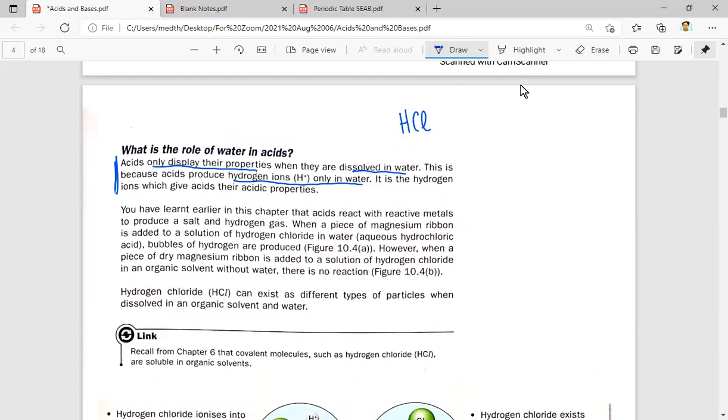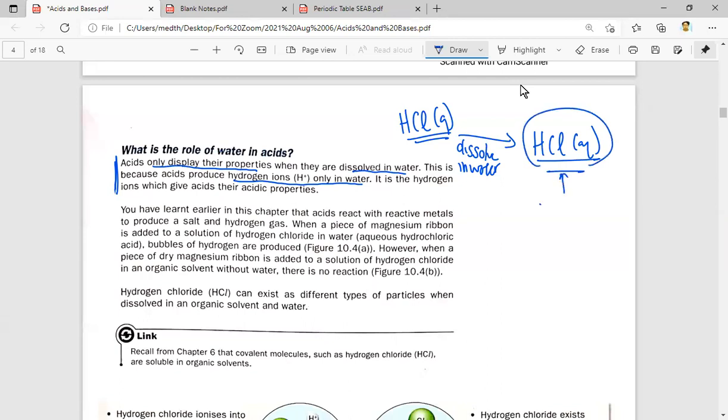What do I mean by that? For example, HCl typically exists as a gas. Hydrogen chloride is normally a gas, but when you dissolve it in water, it becomes HCl aqueous. Now, HCl gas doesn't display any properties of acid. But once you have dissolved it in water, you get HCl aqueous, and this now behaves like an acid.